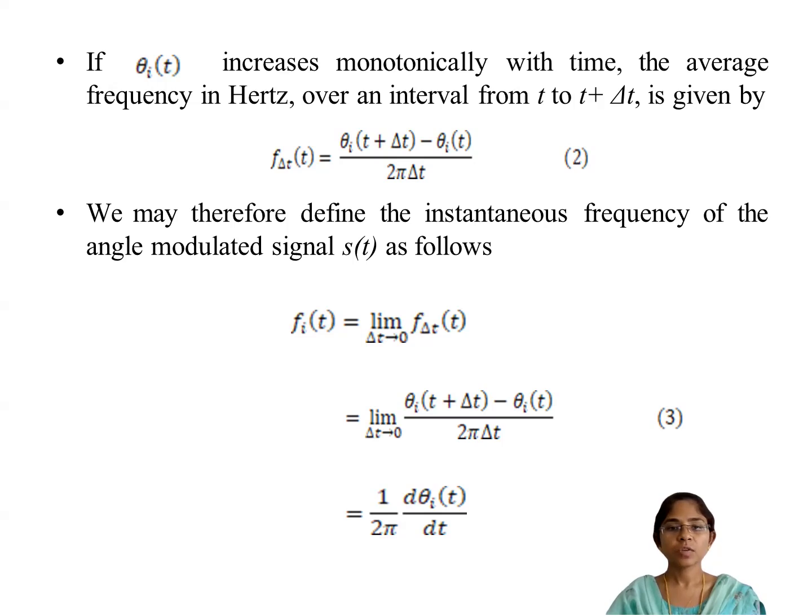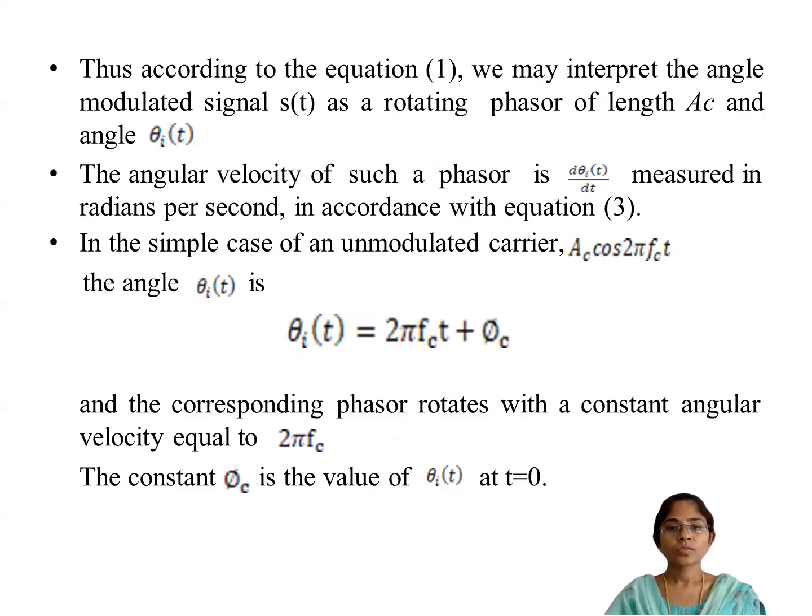The instantaneous frequency of the angle modulated signal is given as fi of t is equal to limit delta t tends to 0 of f delta t of t. So substitute f delta t of t here and apply the limits. We'll get fi of t, which is known as instantaneous frequency, equal to 1 by 2 pi into d by dt of theta i of t. As I said, theta i of t is known as the instantaneous angle of the angle modulated signal, which is given as theta i of t is equal to 2 pi fct plus phi c.